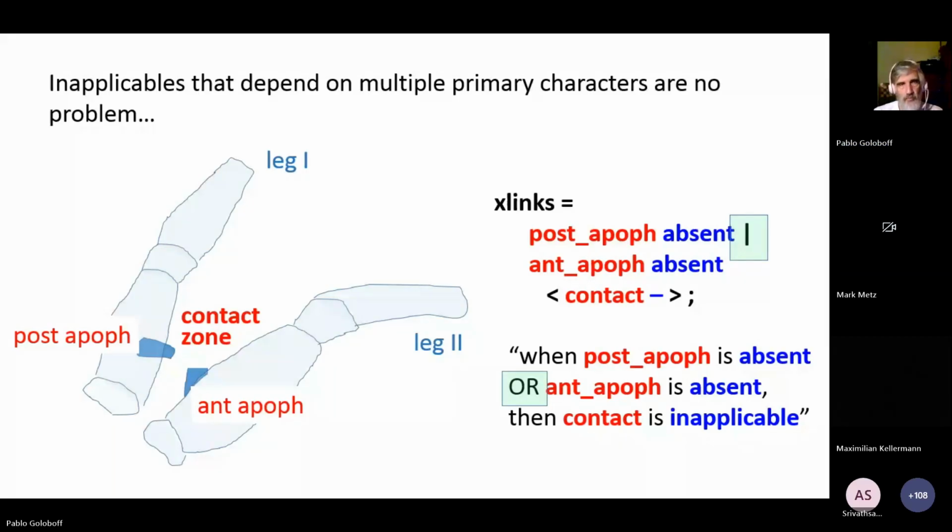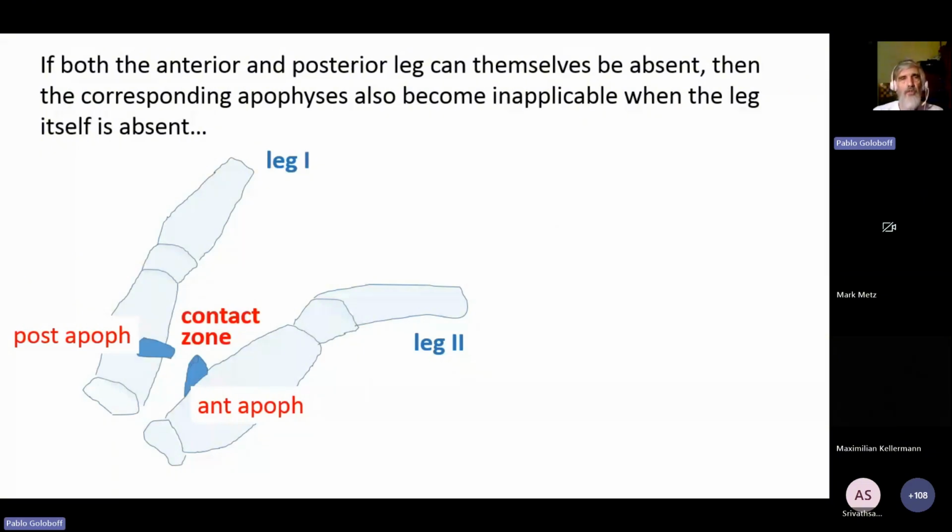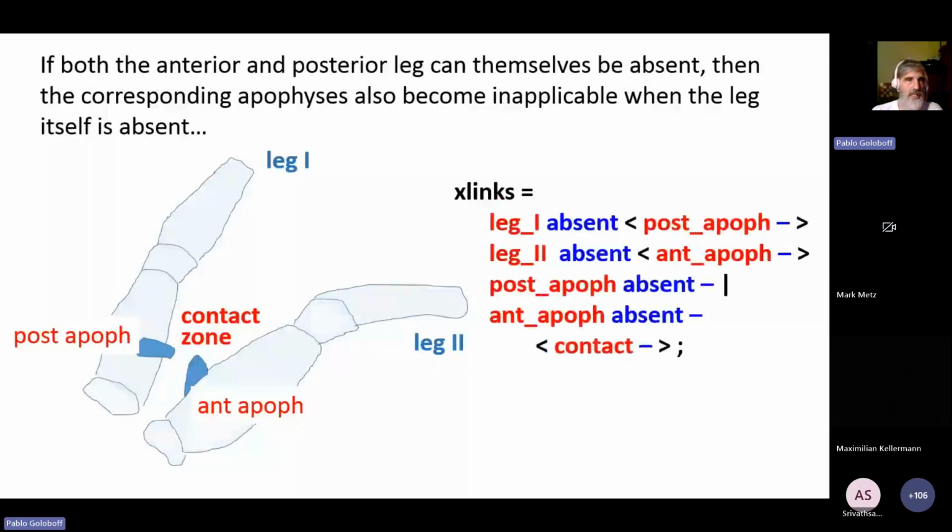absent. Now, if both the anterior and posterior legs can themselves be absent, then the corresponding apophyses also become inapplicable when the leg itself is absent. So this might seem very complicated, but you simply say, when leg 1 is absent, the posterior apophysis is inapplicable. And when the second leg is absent, the anterior apophysis, remember that's the one that is on the anterior face, the anterior apophysis is inapplicable.